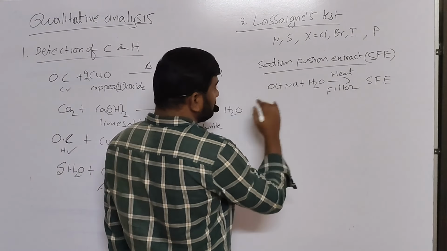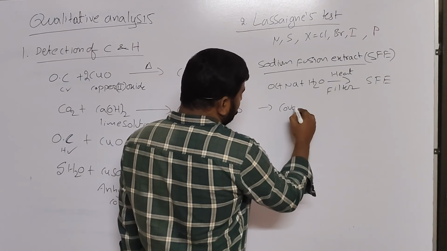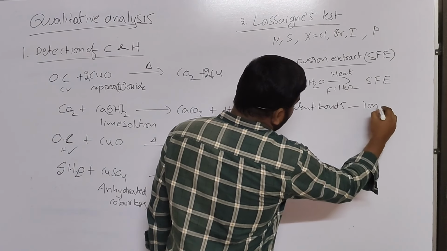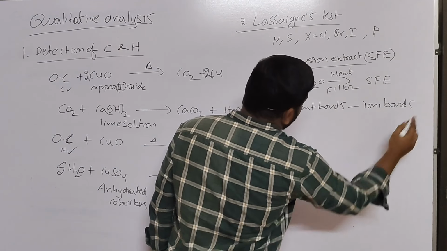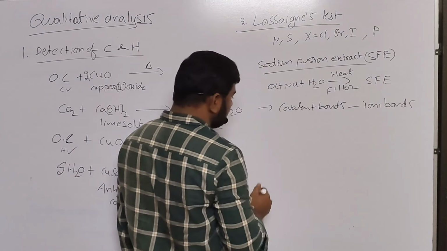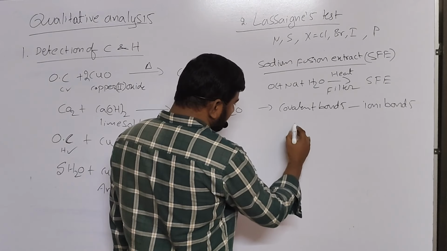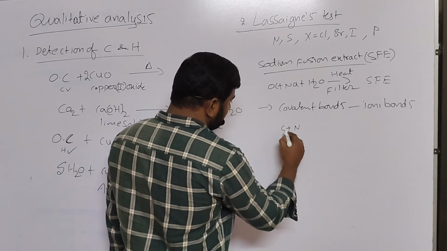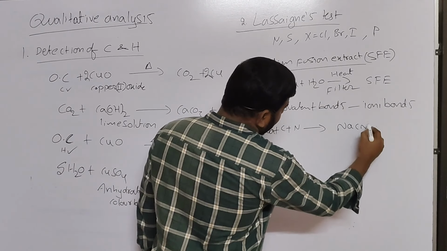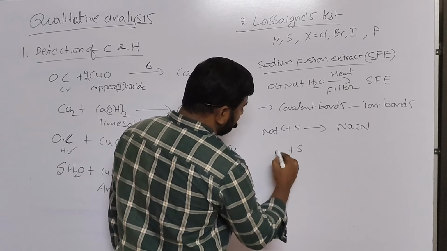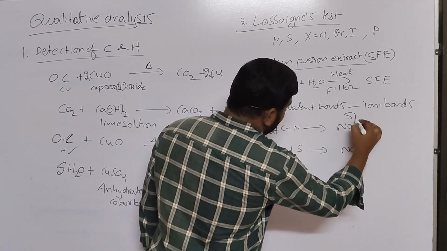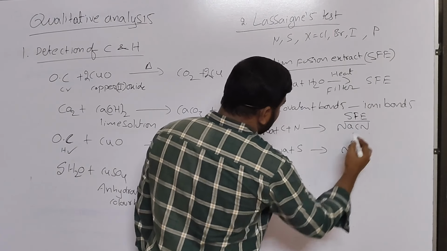During sodium fusion extract formation, covalent bonds are converted into ionic bonds. During the preparation of sodium fusion extract, the covalent bonds of the organic compound are converted into ionic bonds. For example, if nitrogen is present in the organic compound, the sodium fusion extract contains NaCN. If sulfur is present, heating with sodium metal gives Na2S in the sodium fusion extract.